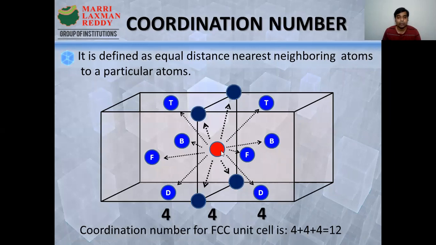Now let us calculate how many equidistant nearest neighboring atoms exist to this particular atom. Anyhow, in the previous structure itself, we discussed each face center atom is in contact with the face corner atoms. So this reference face center atom is in contact with these four corner atoms, which are nearest neighboring atoms.